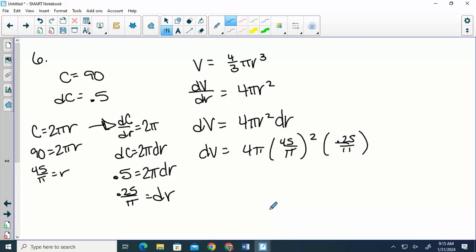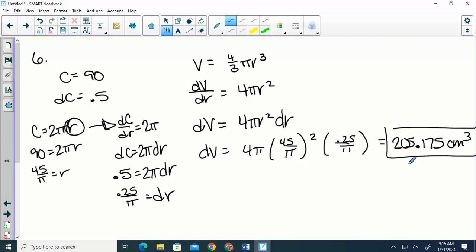Wait, why is dC/dr 2 pi? It's 2 pi r, so 2 pi is just a coefficient, times the derivative of r, which is 1. So then if you work that out, it comes out to be approximately 205.175. Volume is cubed, so cubic centimeters. So that would be our error in volume, or the differential.